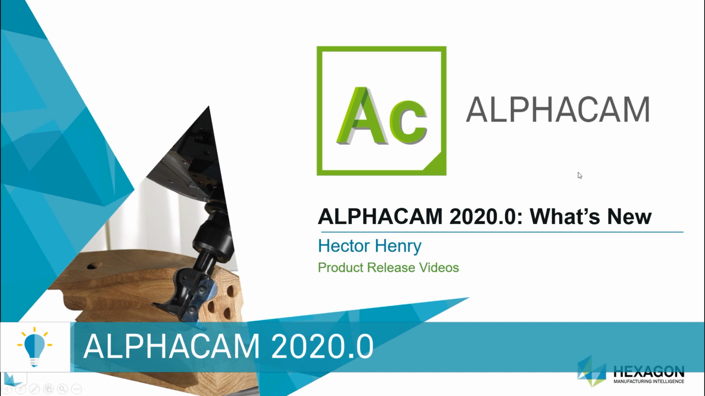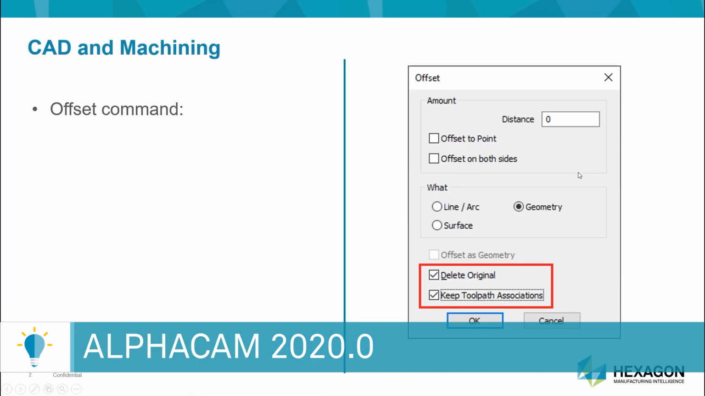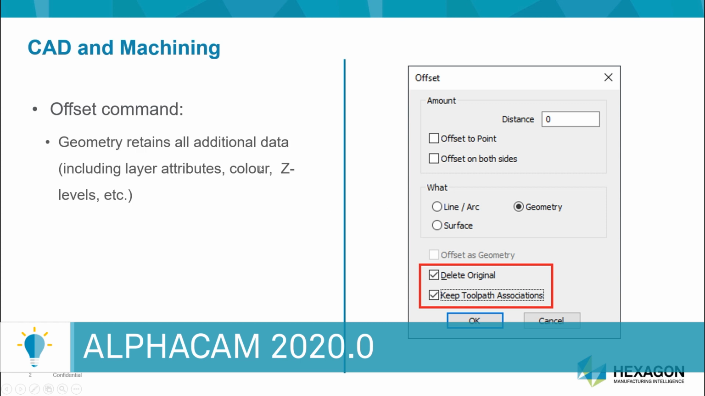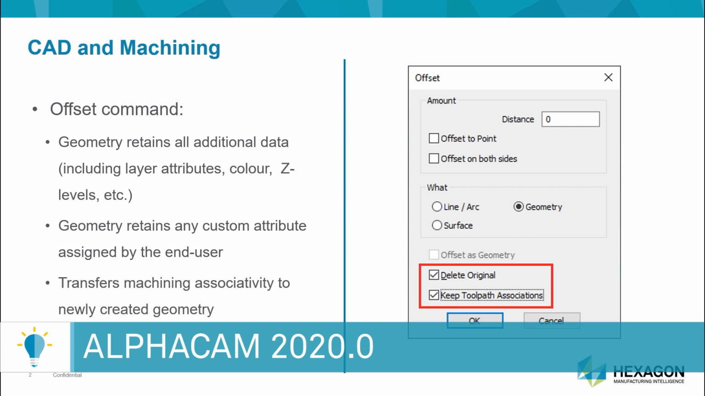In this short video, we're going to be discussing the improvements that we've generated in our offset command. Our offset command is now capable of retaining any and all additional data that may be potentially associated with a geometry, including layer attributes, colors, Z levels, etc. However, we're also able to retain custom attributes that have been set up by the end user, post writer, or a custom bespoke application. More interestingly, we've also enhanced the cycle to help you transfer the machining associativity to that newly created geometry. So let's review the functionality.